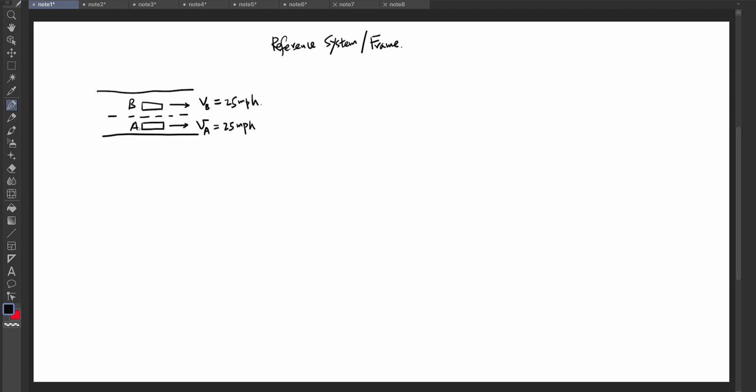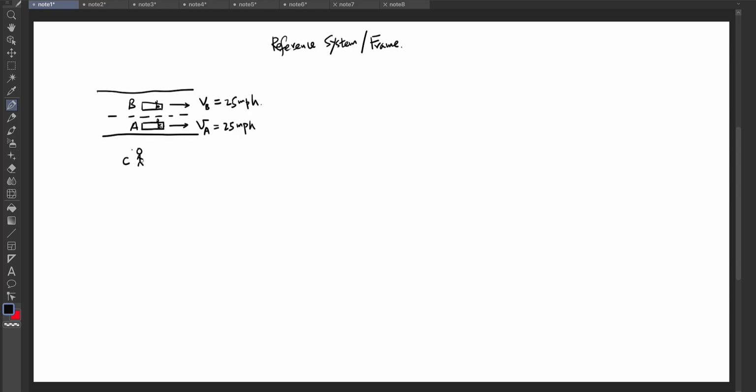Okay, of course inside car A, there's a driver A and driver B. And on the road side, let's say there's a person standing right here at rest. Okay, so let's call this person C.